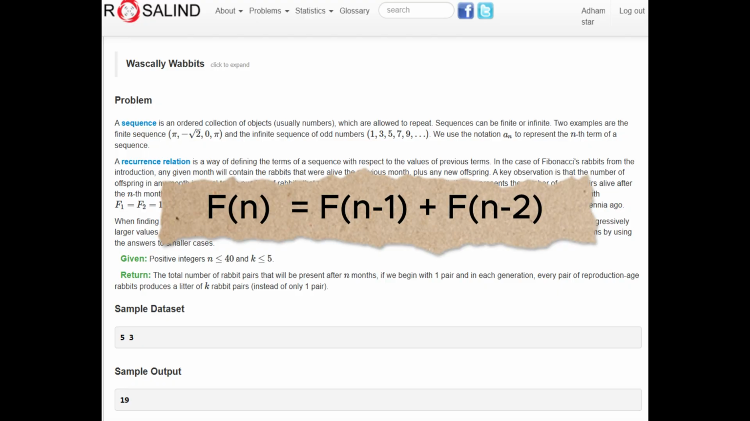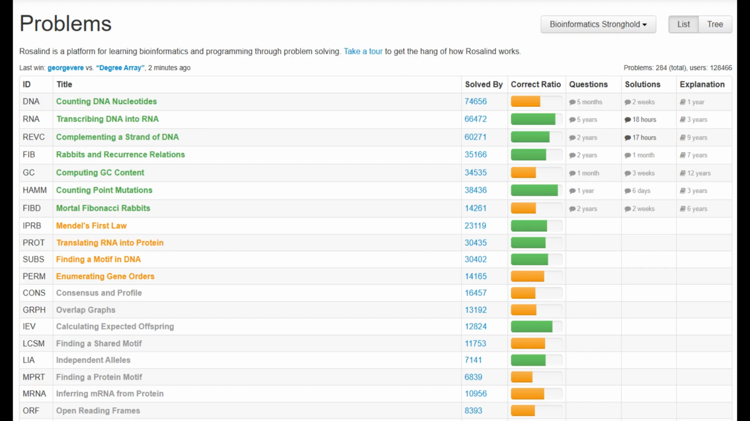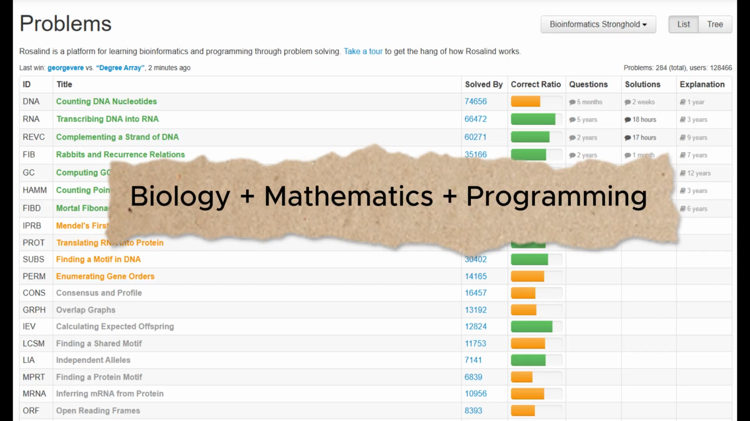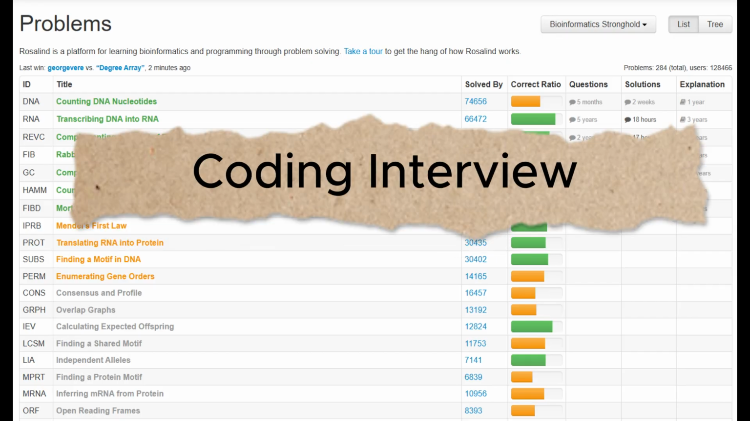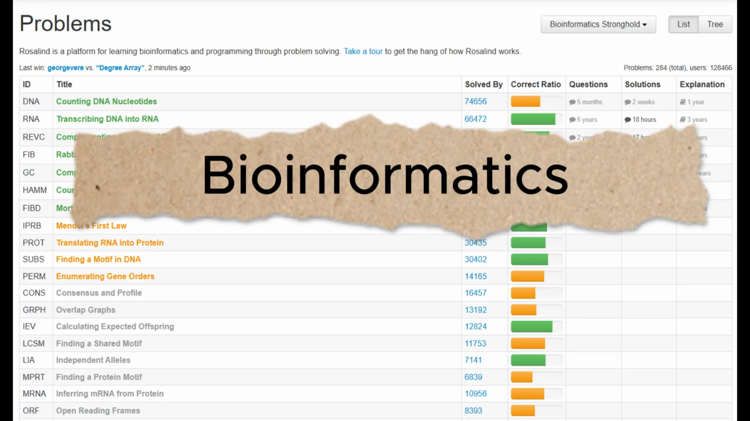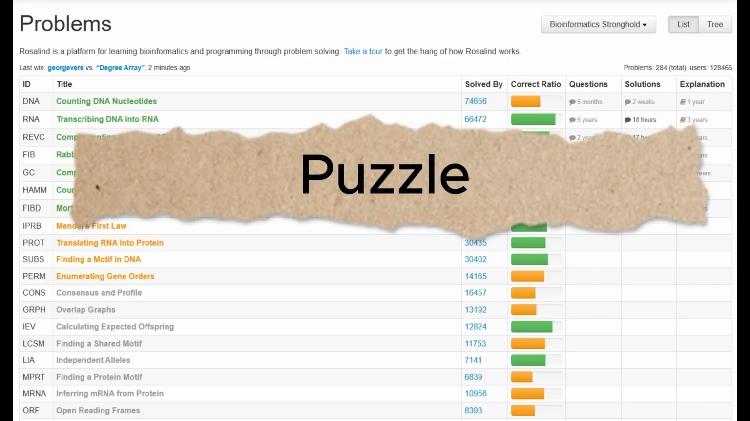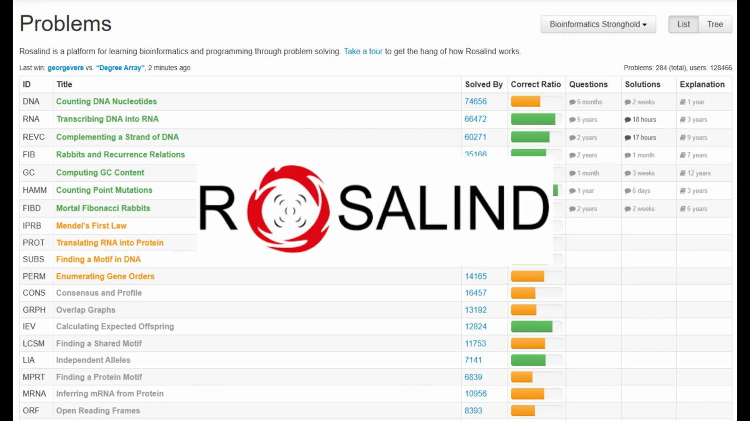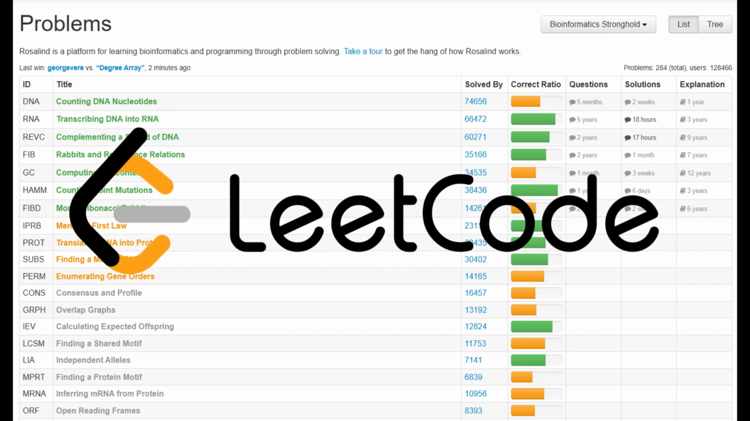Let's dive in. Hey everyone! Today we're tackling a classic problem that combines biology, mathematics, and programming. Whether you're preparing for coding interviews, studying bioinformatics, or just love a good puzzle, this one's for you. For those who don't know, Rosalind is a platform for learning bioinformatics through problem solving. Think LeetCode, but for computational biology. And this problem, it's one of their best.